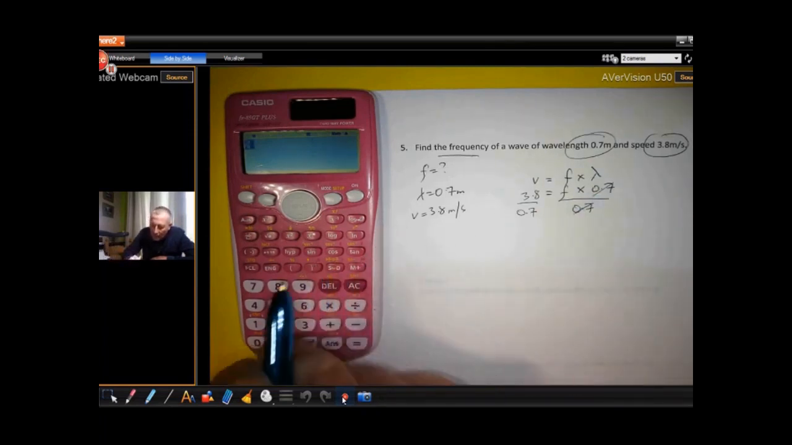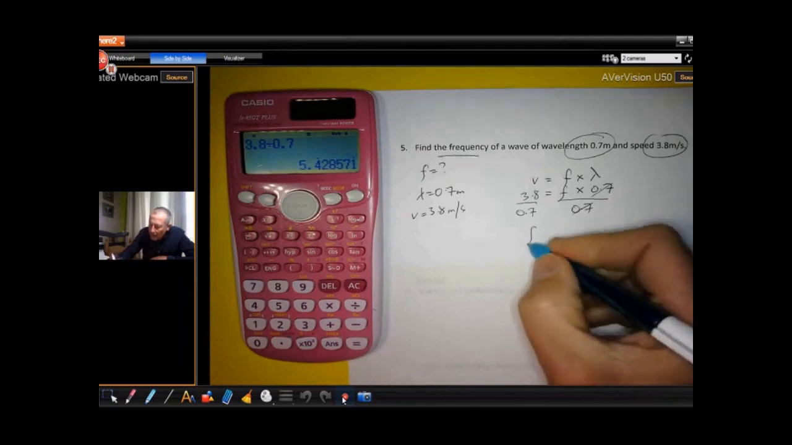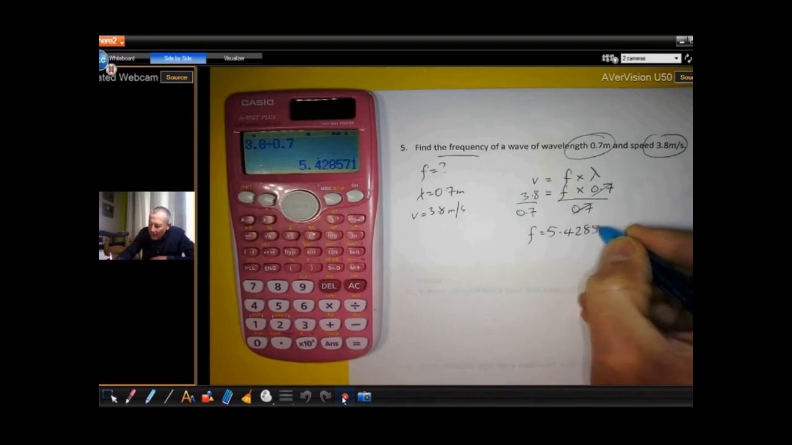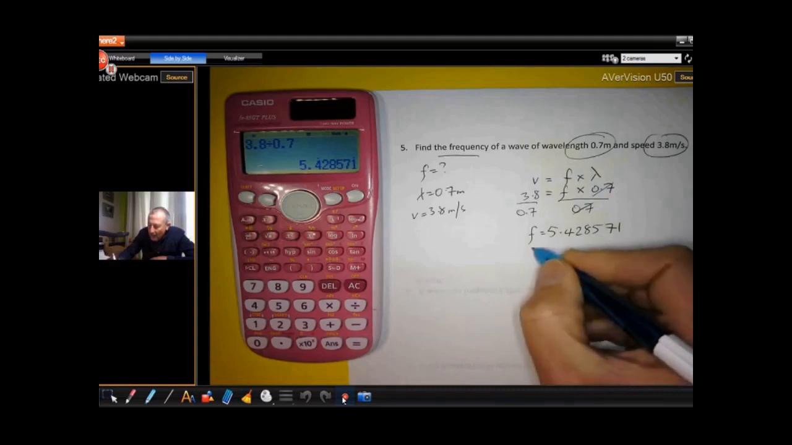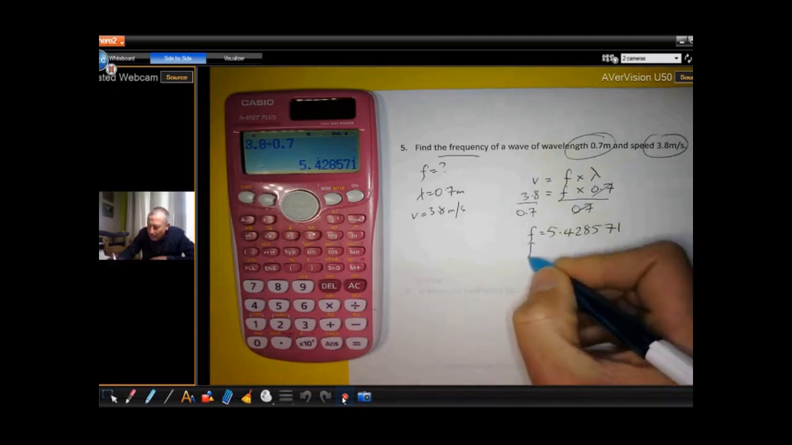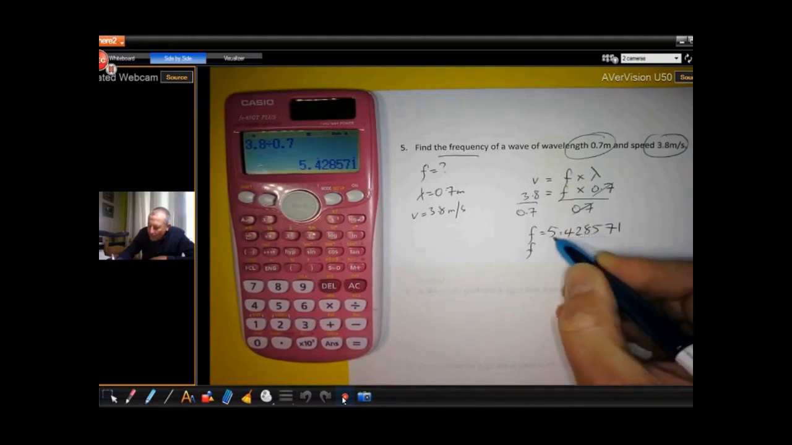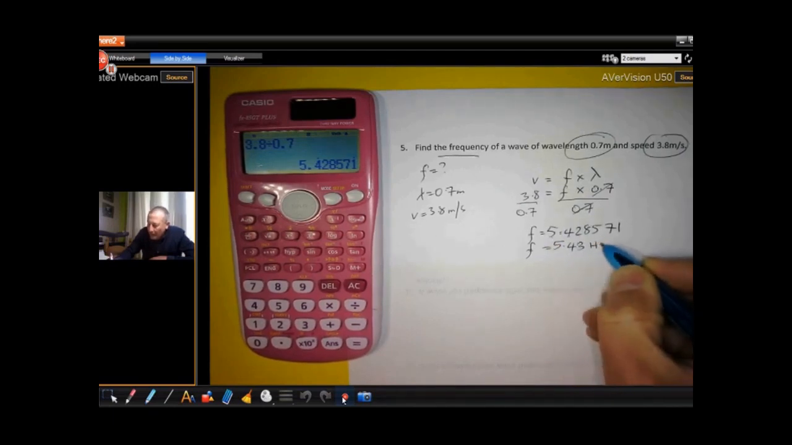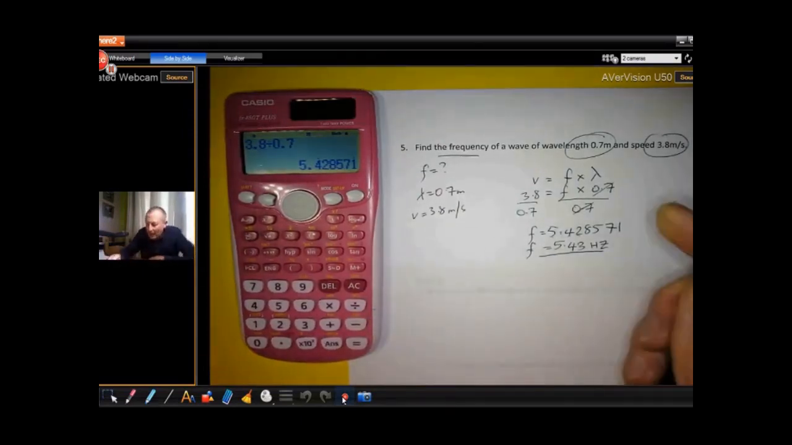So the frequency then is 3.8 divided by 0.7, which gives us a frequency of 5.42851. I wouldn't normally write all of that out, but let's run with it. I only want 3 significant figures as a rough guide. So 5.4, and that 8's bigger than 5, so it'll be 5.43. 5.43 hertz, there's the unit. Underline the answer to draw the examiner's eye to it.